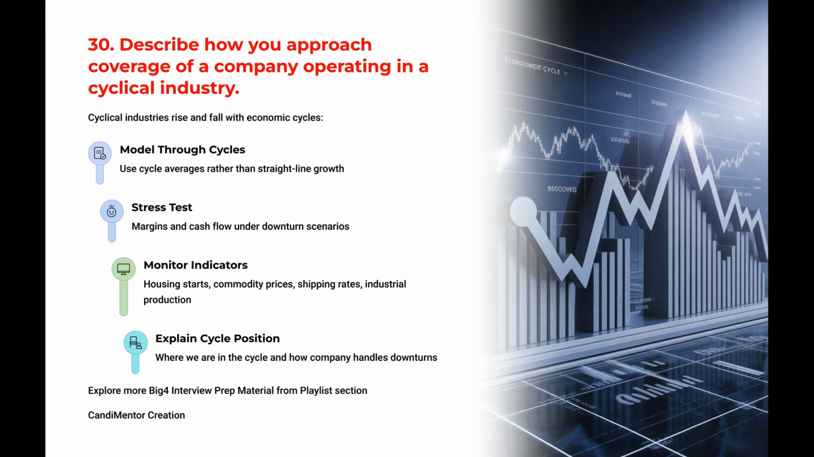Describe how you approach coverage of a company operating in a cyclical industry. Cyclical industries rise and fall with economic cycles. So, you model revenues through cycle averages rather than straight-line growth. Stress test margins and cash flow under downturn scenarios. Monitor demand indicators, housing starts, commodity prices, shipping rates, or industrial production. Your thesis must explain where we are in the cycle and how the company handles downturns.